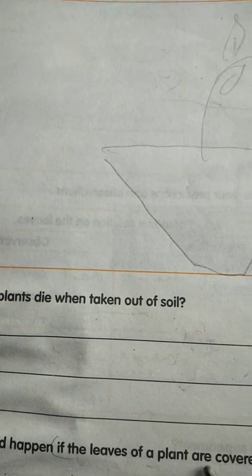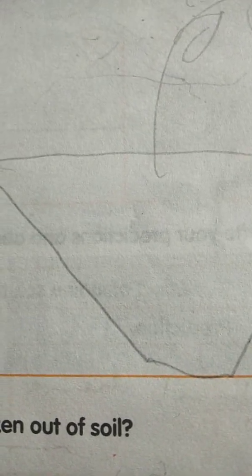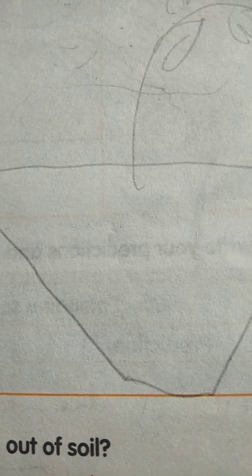Question number 3. What could happen if the leaves of a plant are covered with dust? So what happens? If there is a lot of dust on leaves, air cannot enter through the small openings on the leaves called stomata. So the plants will not get carbon dioxide for photosynthesis to make food, and it will not be able to make its food, so it will die, right?